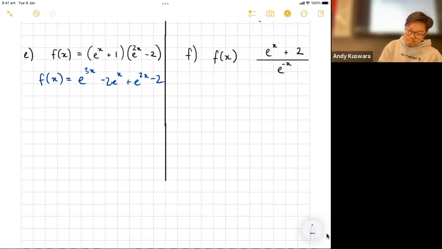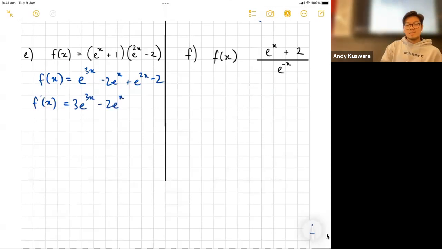Now there's no like terms, so I'm just going to differentiate term by term. So if I'm differentiating e to the 3x, this becomes 3e to the 3x. If I'm differentiating negative 2e to the x, just becomes minus 2e to the x, because e to the x derived is just e to the x. And plus 2e to the 2x, and then that minus 2 will disappear because there's no variable of x in that term. So that there would be your derivative.